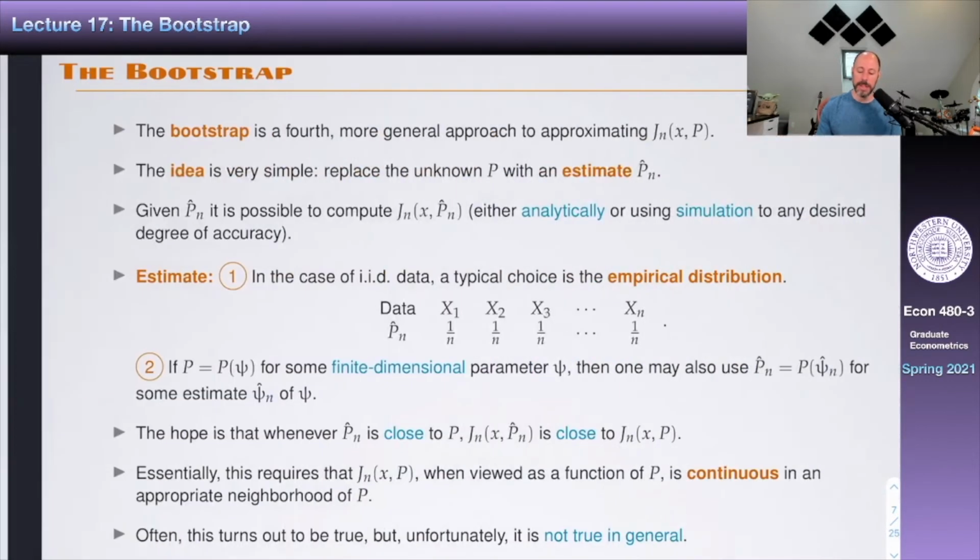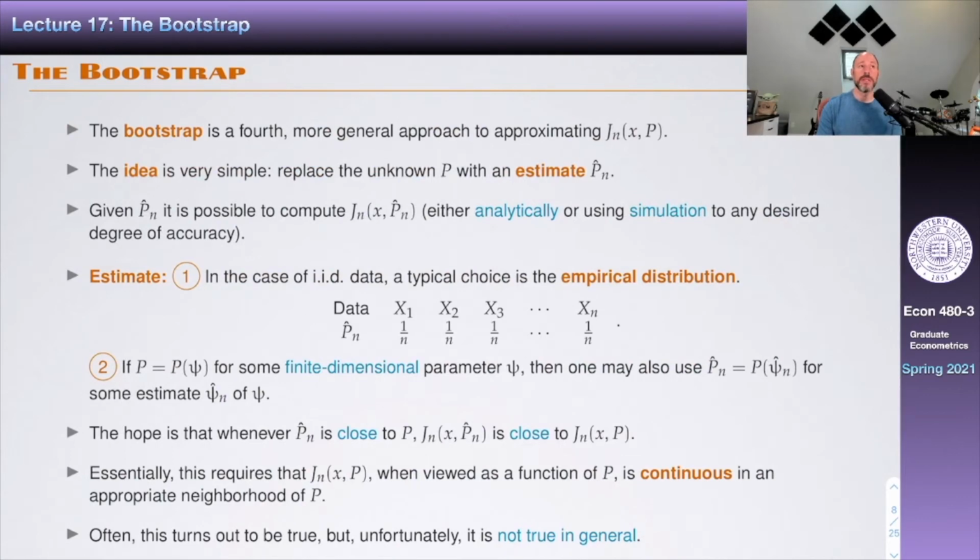Today, we're going to consider a fourth method that is called the bootstrap. And as I wrote, the bootstrap is a fourth, more general approach to approximating the sampling distribution of the root. The goal is the same. The approach is going to be different. The idea is very simple. Replace the unknown P, which is the problem of this finite sample distribution, with an estimate of P that we're going to call P hat.